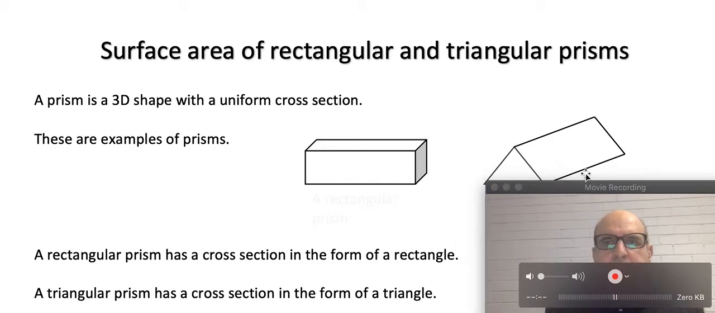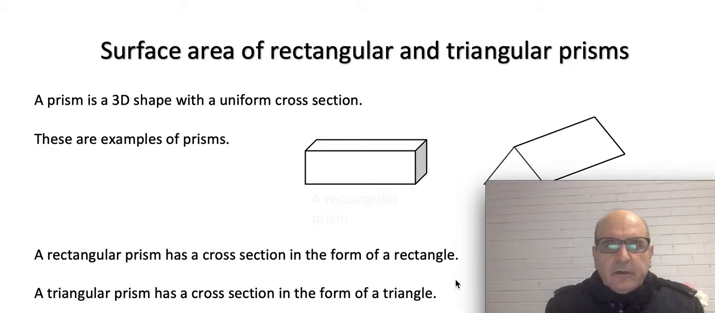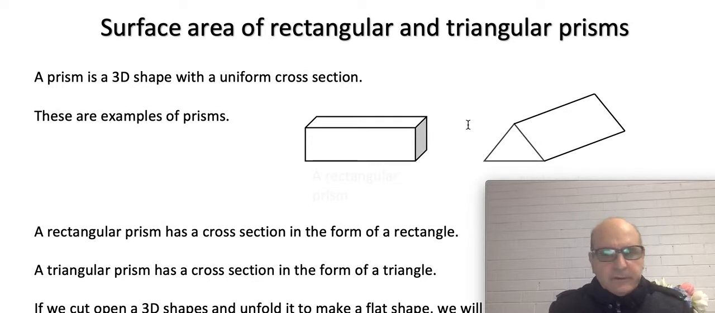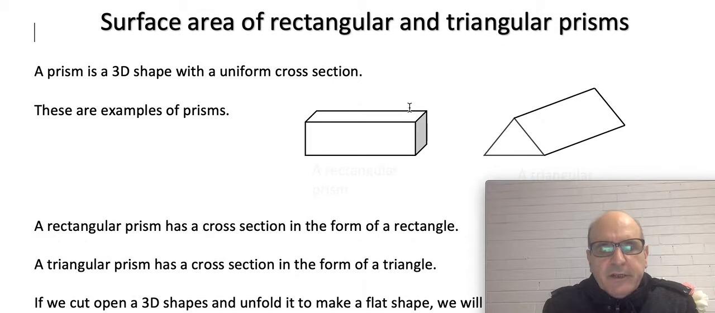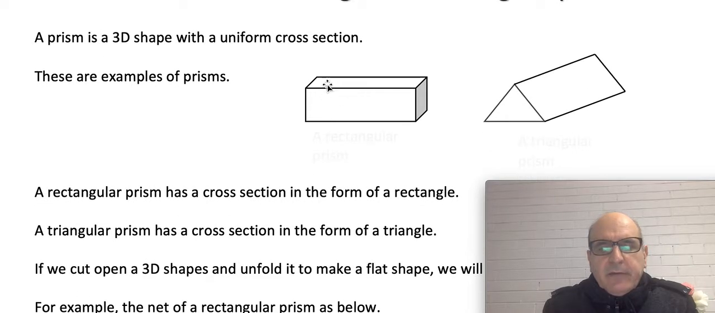Hi there. In this lesson, we are covering surface area of rectangular and triangular prisms. First of all, what is a prism? A prism is a 3D shape which, if you slice it, you will get the same shape and the same size. For example, this is an example of a rectangular prism.